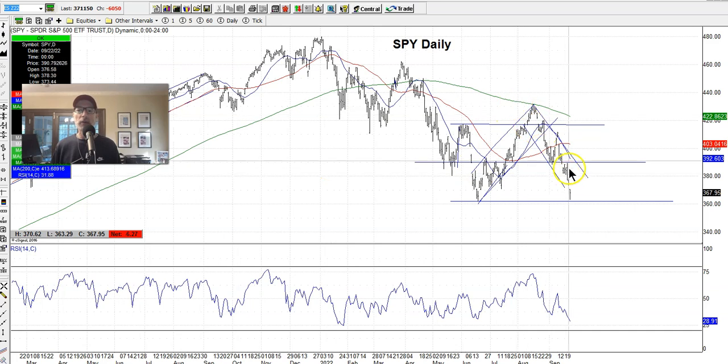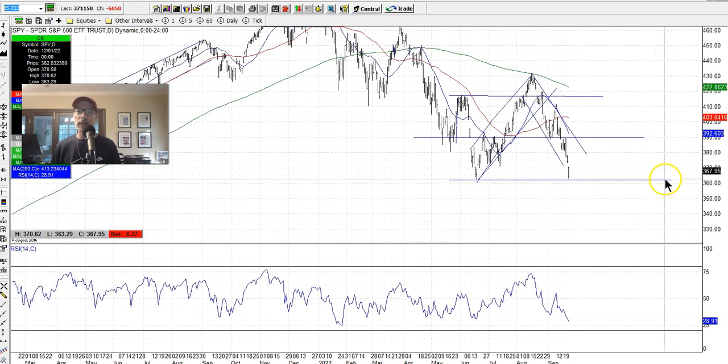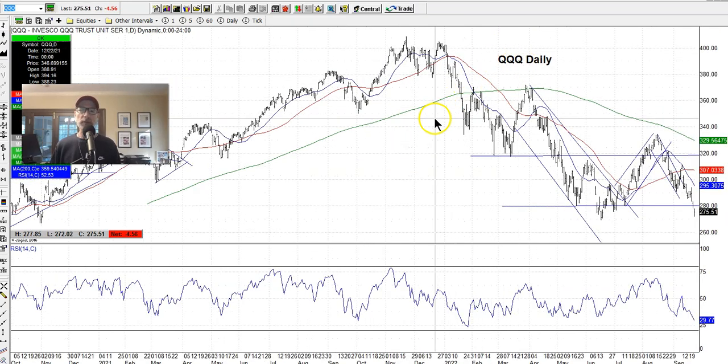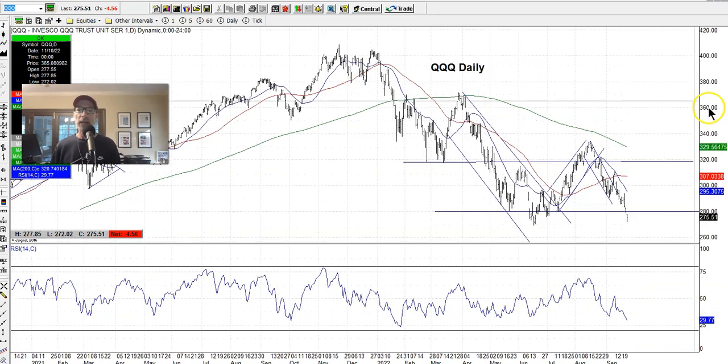So right now we have this inverted V. The market came down this week pretty hard. And so for next week, we have a $362 line in the sand for the S&P 500. Let's look at the NASDAQ. We use the triple Qs for that. You'll see the pattern looks pretty similar.